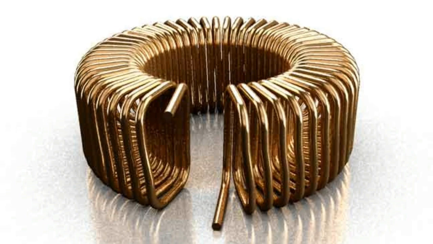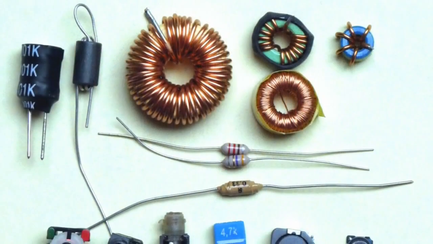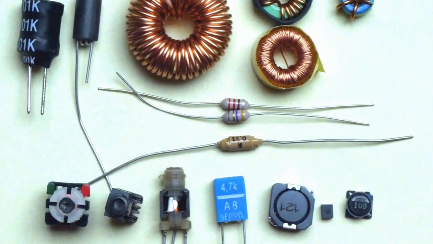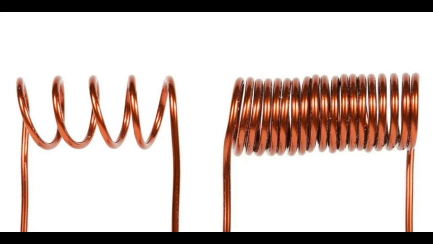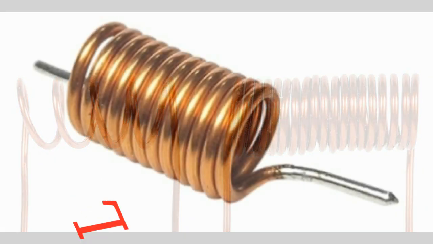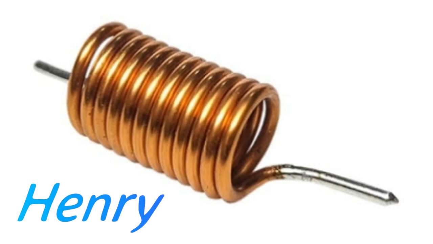An inductor is made of a wire whose property is inductance, i.e. it opposes the flow of current. The inductance of the wire increases when the number of turns is increased. Inductance is represented by the letter L, and it is measured in Henry.